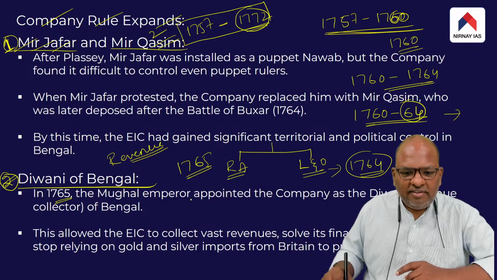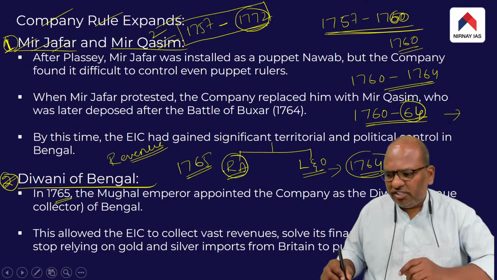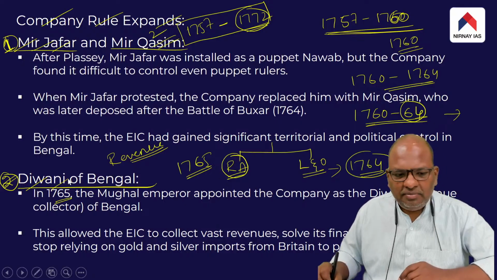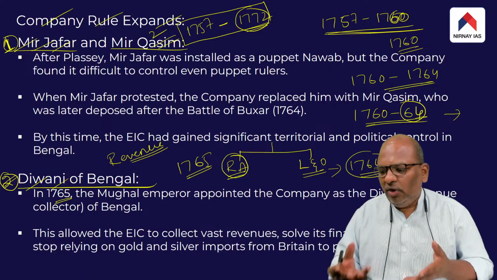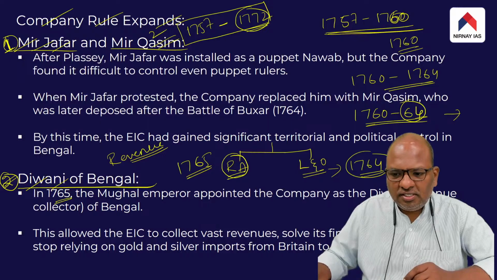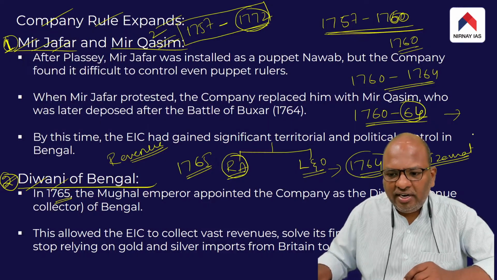So in 1765, the British took over the revenue administration. The revenue administration is also referred to as Diwani administration. Diwani means revenue administration. Got the point? Nizamat means the law and order administration.